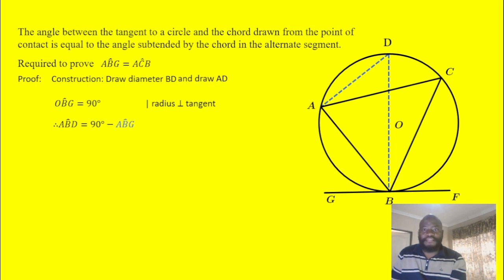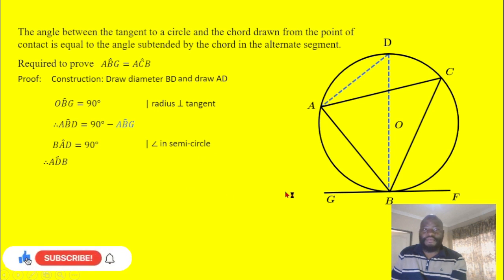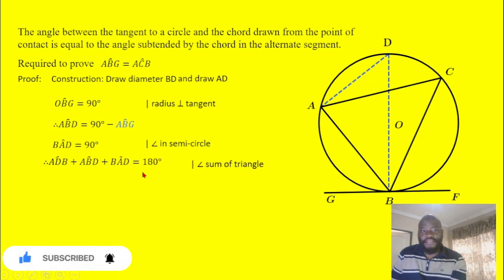Then we see that this angle here is 90 degrees, BAD. So this angle here, 90 degrees, is the angle in the semicircle. Okay, then we take all the angles in this triangle and add them and say they're equal to 180. So we have BAD, we have this angle here, and we have this angle here. We have ADB and ABD.